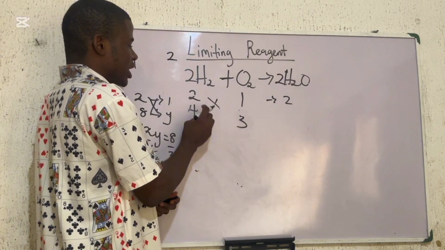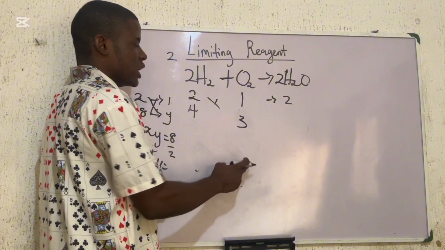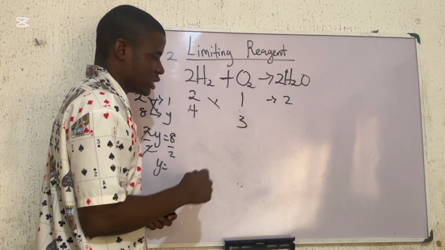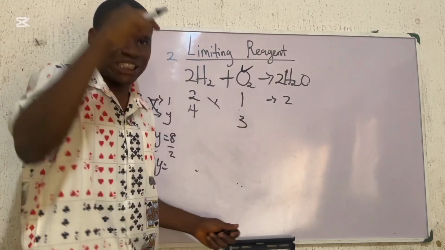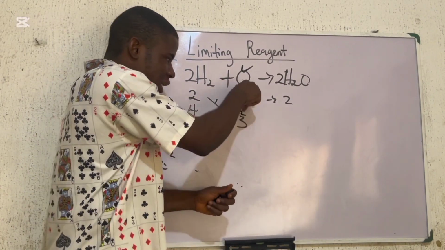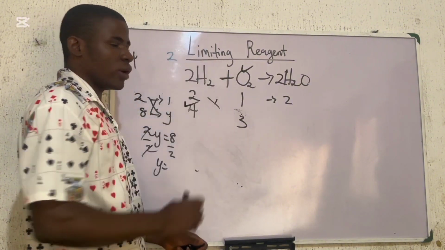Is it clear? If they now say 4 moles of hydrogen gas react with 3 moles of oxygen gas, which of the reactants is in excess? The answer is oxygen is the one that is in excess, because it should be 2. There is another 1 mole that is included that makes it 3. So which one will be used up faster? This one will be used up faster.